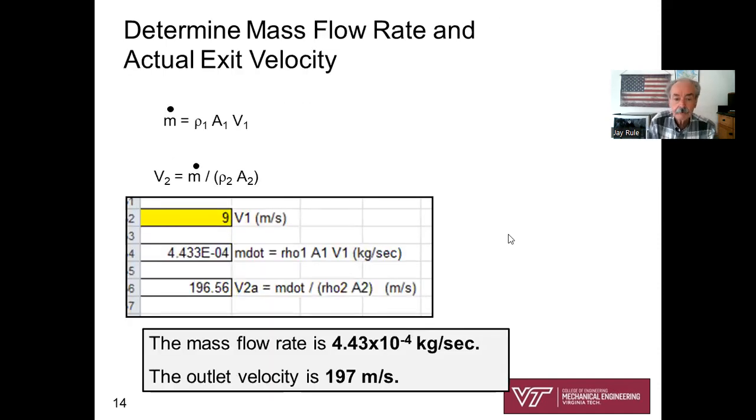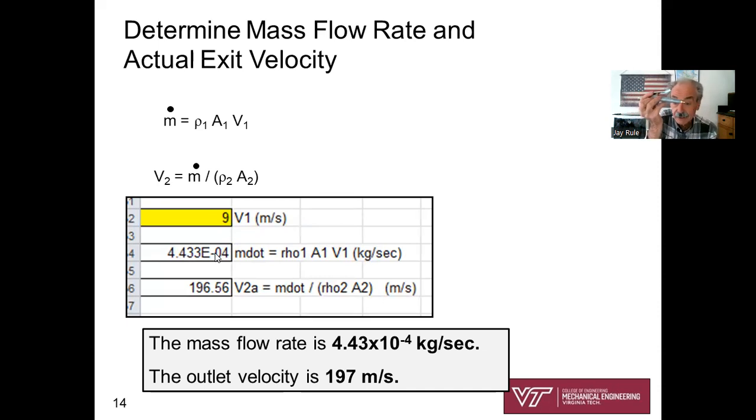All right. Well, let's go find our mass flow rate at the inlet. m dot is rho 1 A1 V1. So here's m dot, rho 1, we just found it. A1, we just found it, times V1, 9 meters per second. So m dot is 4.4 times 10 to the minus 4 kilograms per second, a small number. Well, that makes sense.